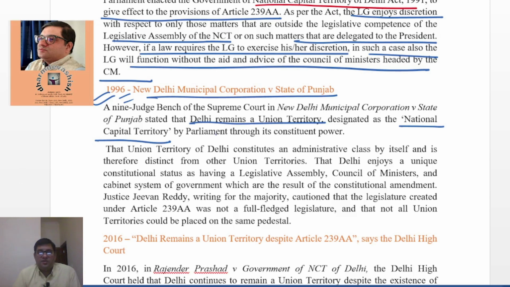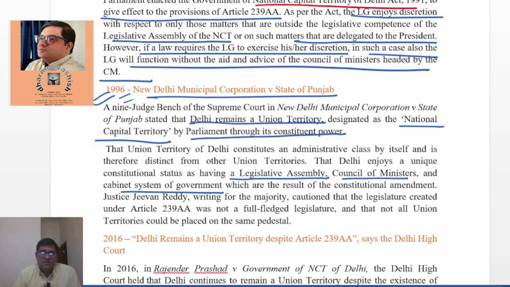And this change in nomenclature, this change in status has happened through a parliamentary law, meaning thereby the parliament has changed the status by using its constituent powers. And how were those constituent powers operationalized? By amending the constitution, if you remember, the 69th Amendment Act. Further, it said that UT of Delhi constitutes an administrative class by itself and is therefore distinct from other union territories. Delhi enjoys a unique constitutional status as it has a legislative assembly as well as a council of ministers, and a cabinet system of government is being operationalized.